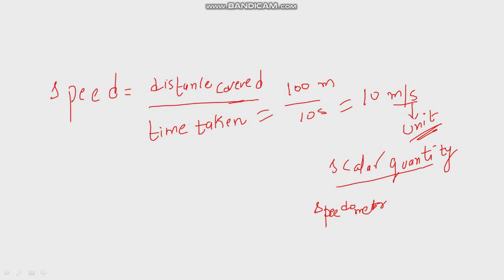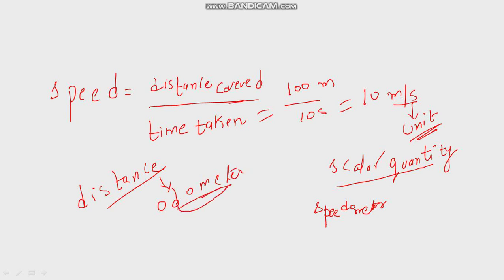This is the basic definition about speed, and as extra information, distance is measured by odometer, not speedometer. This you should be clear about, as students get confused between the speedometer and odometer. Odometer measures distance, whereas speedometer measures speed. Speedometer for speed, odometer for distance.